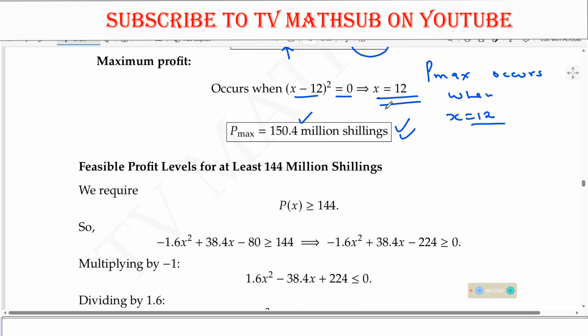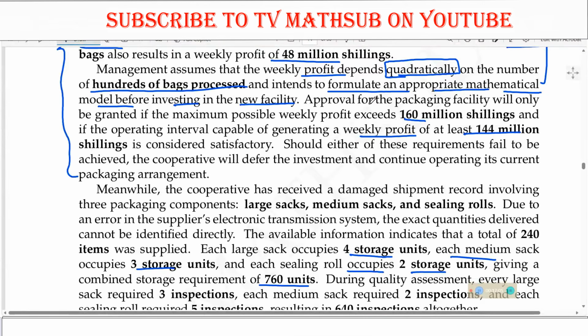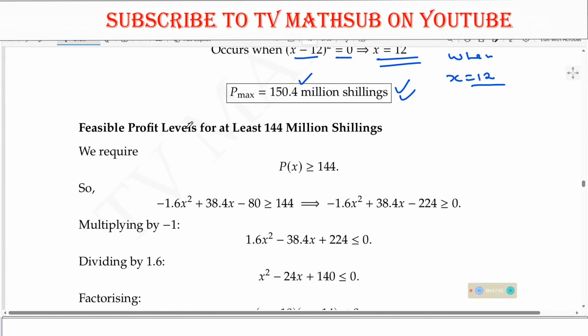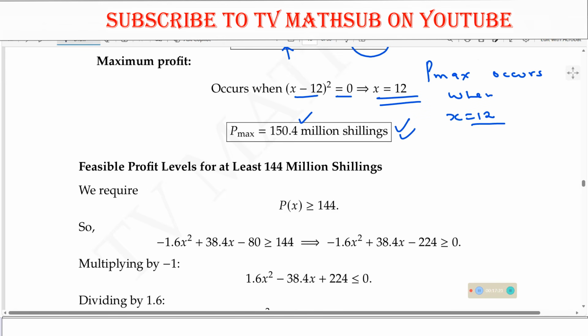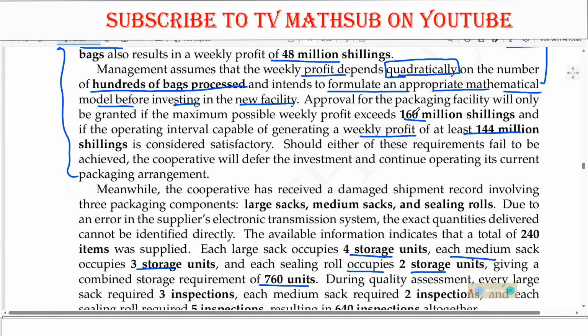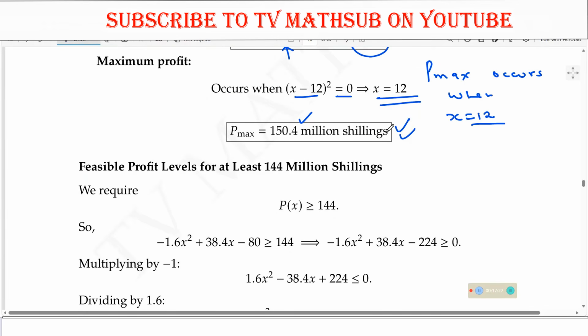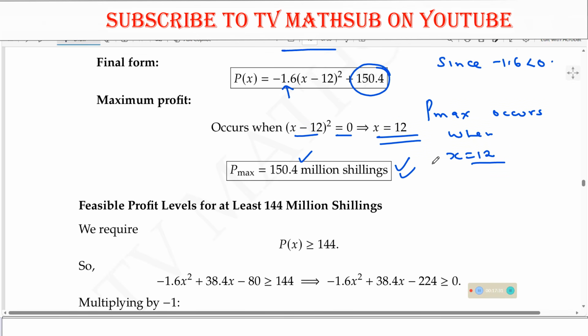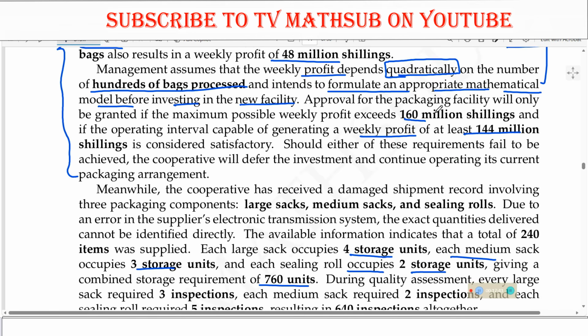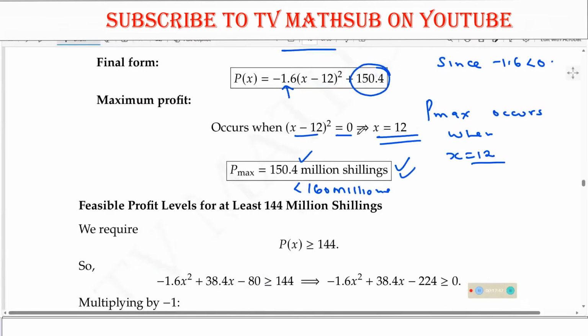Now they were telling us that approval for the packaging facility will only be granted if the maximum possible weekly profit exceeds this, as we can see from the feasible profit levels, that we must have the profit exceeding 160 million. So we shall talk about that when we are giving the general conclusion. But basically, we have seen this is the maximum profit, though this profit is less than 160 million shillings. Okay, so we look at the next.